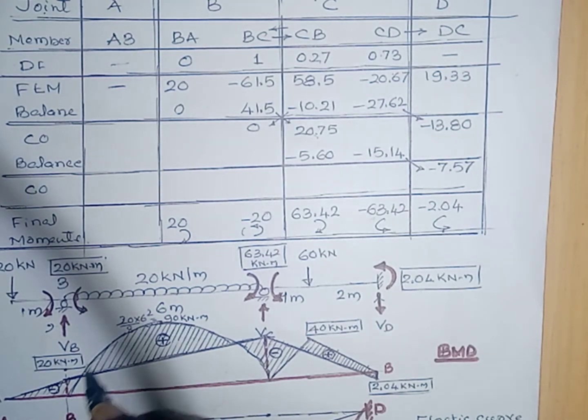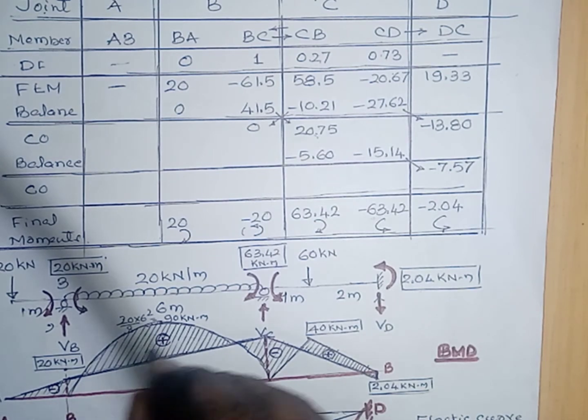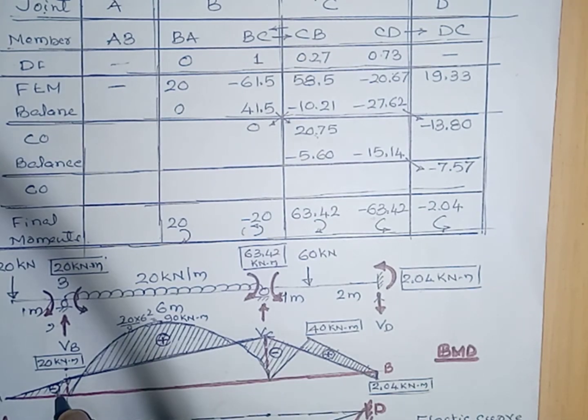Here by overlapping this we will get the shaded portion. Here this is sagging, this is positive bending moment, and this is negative bending moment.